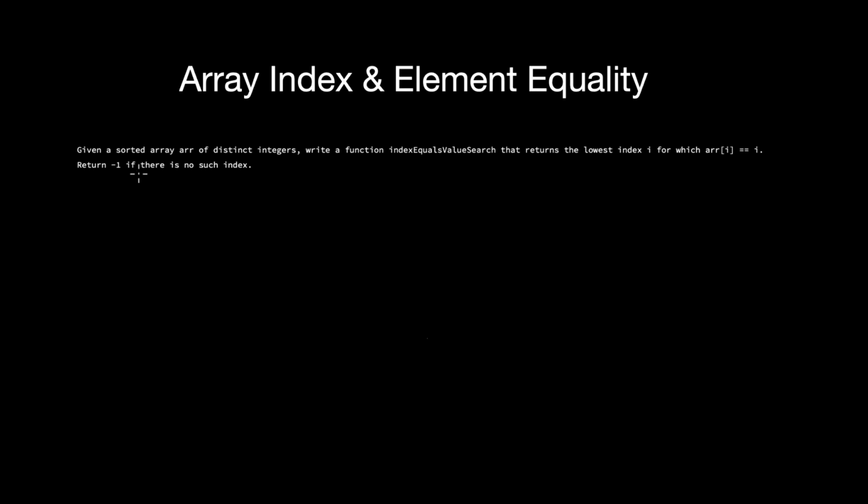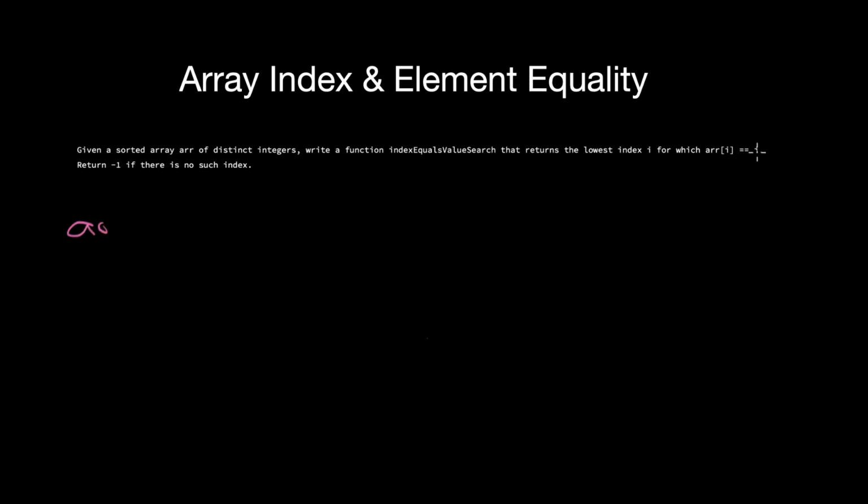Hi, so the problem we're going to go over today is array index and element equality. In the problem statement, we're given a sorted array ARR of distinct integers. Write a function index equals value search that returns the lowest index I for which the value in the array equals the index itself. And if there's no such index, we're going to return -1.